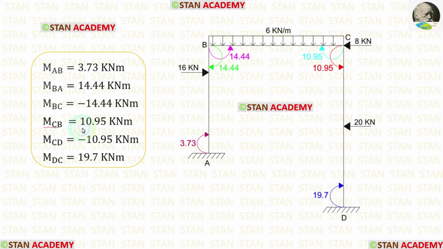For MCB, we got a positive value, that means it is acting in the clockwise direction. For MCD, we got a negative value, that means it is acting in the anti-clockwise direction. Finally, for MDC, we got a positive value, that means it is acting in the clockwise direction.